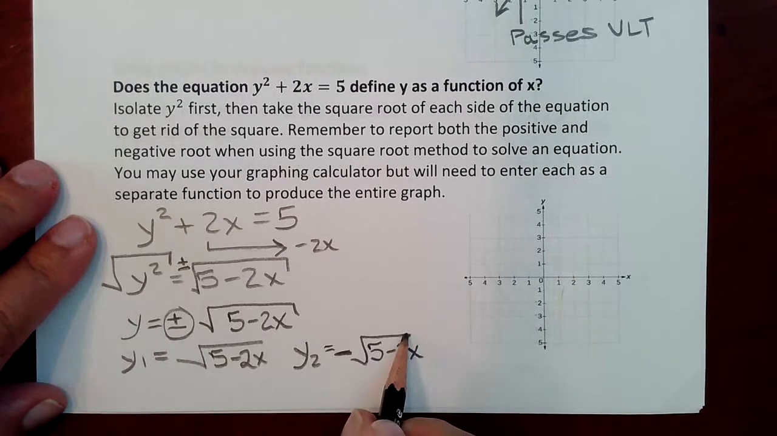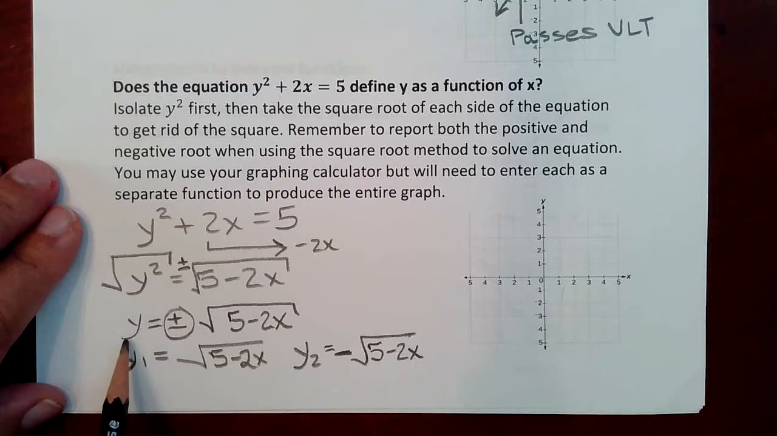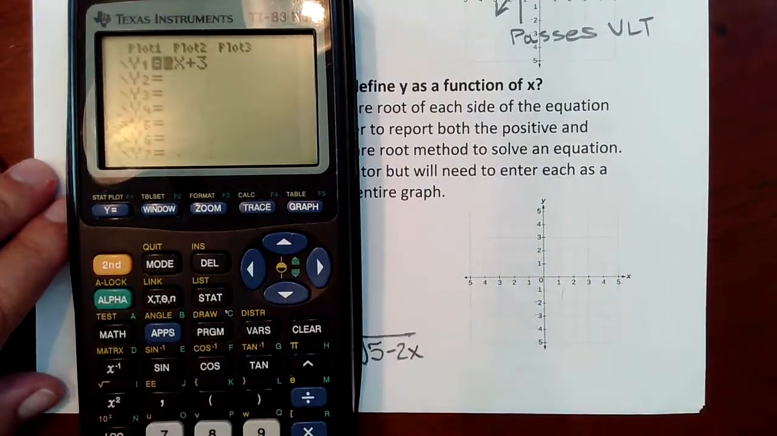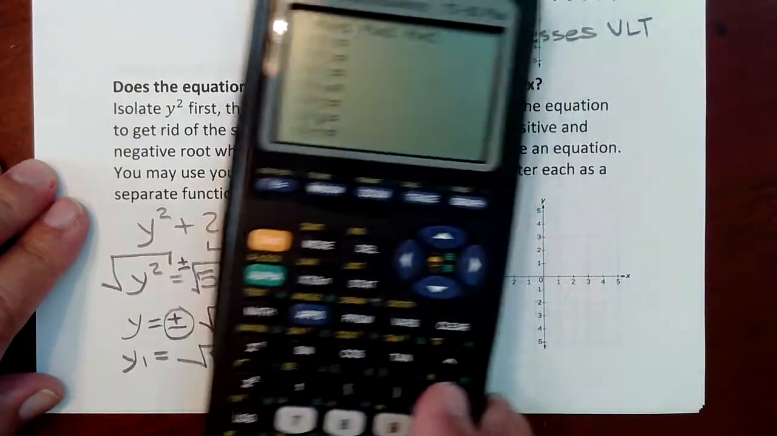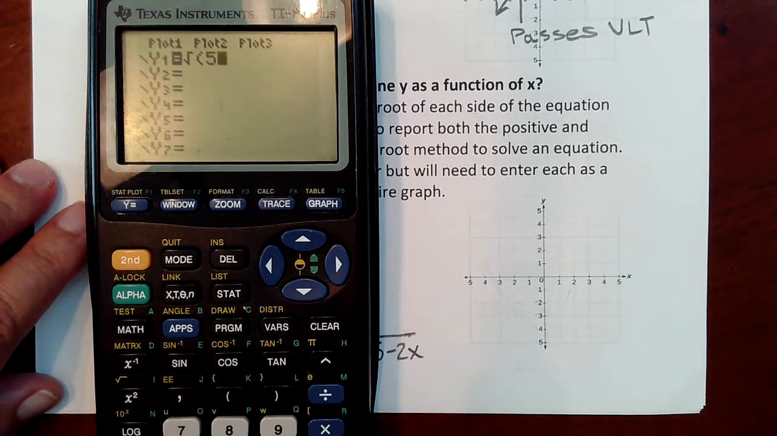To get the entire graph, which you can then test using the vertical line test to answer, does this function, y equal to plus or minus square root of 5 minus 2x, define y as a function of x? In other words, does the graph represent a function? So if you were going to put this in here, you would go to y is equal to, clear out whatever is there. We are putting in the square root of 5 minus 2x in its positive as well as negative form.